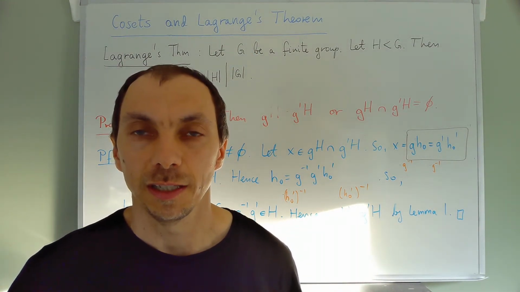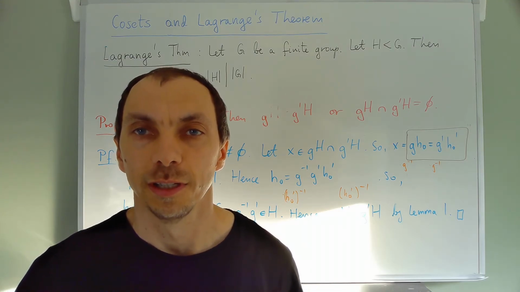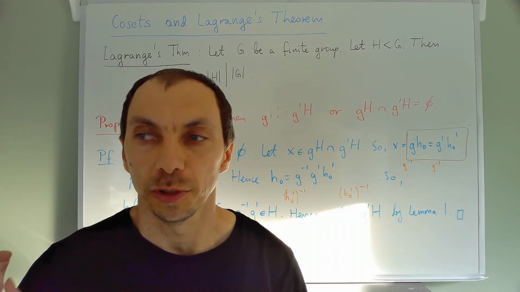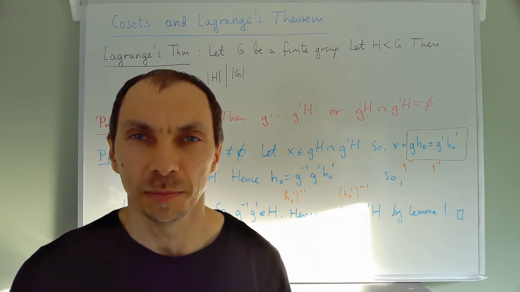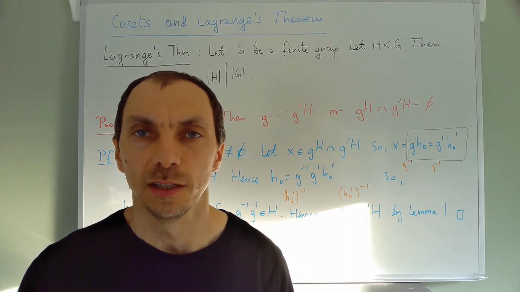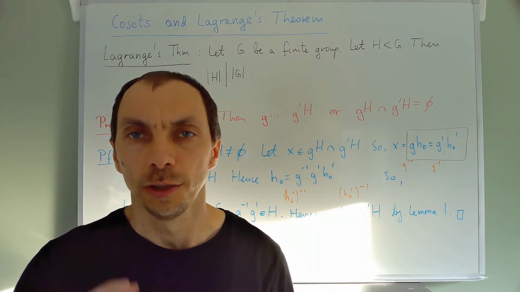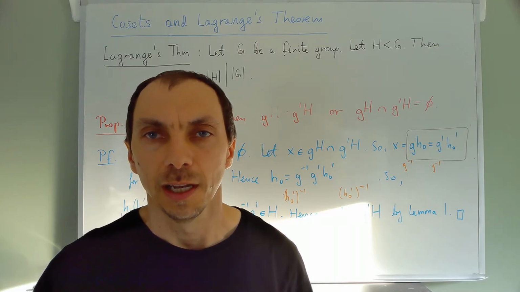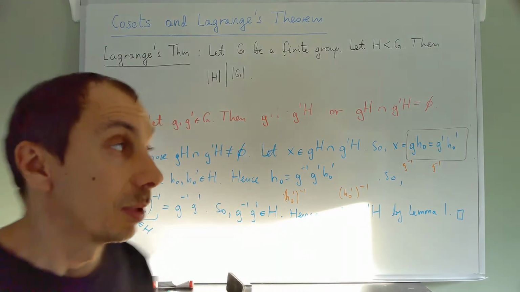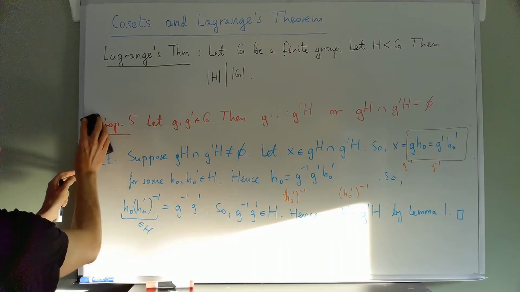All right? This is actually quite important. So if you have a group of order 6, you know that it can possibly only have subgroups of order 1, 2, 3, and 6. No subgroup of order 4, no subgroup of order 5, because 4 and 5 do not divide 6. Right? And there are more applications than that, but let's prove it.